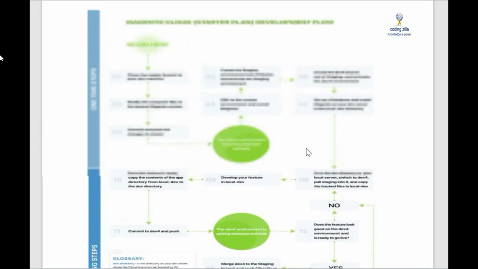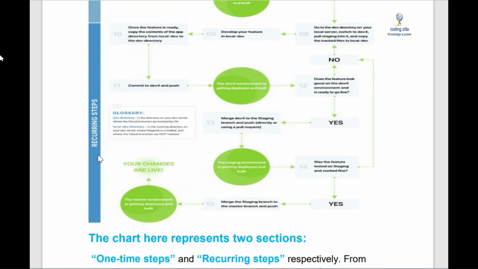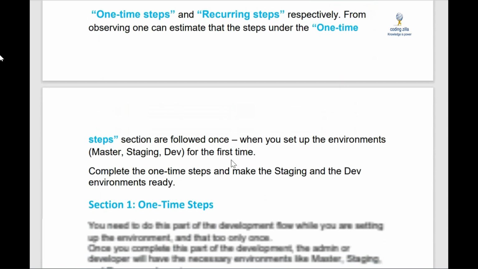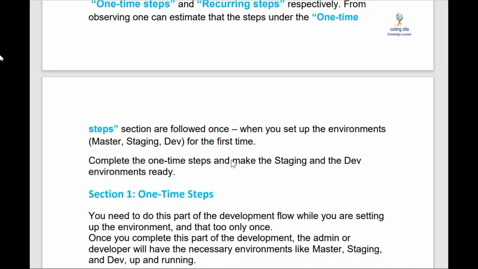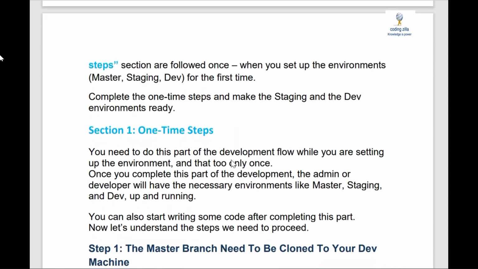The first part is the one-time steps, and the second part is the recurring steps. The chart represents two sections: one-time steps and recurring steps. When you set up the environments, master, staging and dev, for the first time, complete the one-time steps and make the staging and dev environments ready.